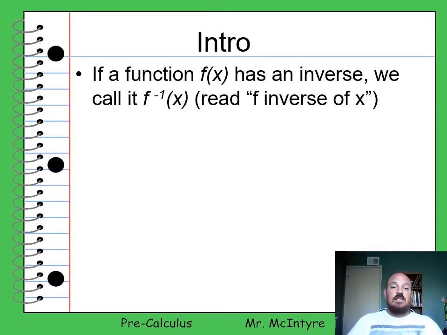So let's start with the notation. We say if our function f of x has an inverse, so right off the bat we're saying not every function has an inverse, and we're going to talk about that later in the notes today. But if our function does have an inverse, we call it f inverse of x. That's how you'd say it in words. And the notation is right there on the slide for you.